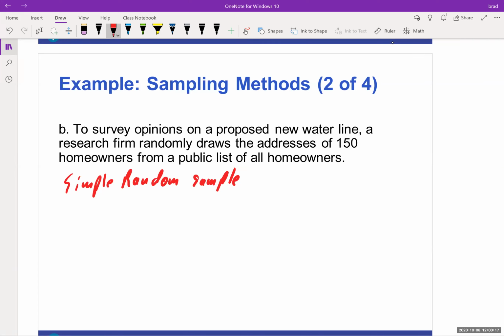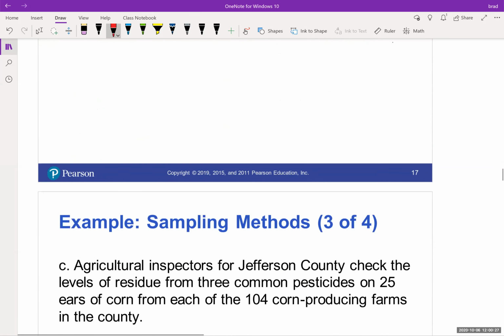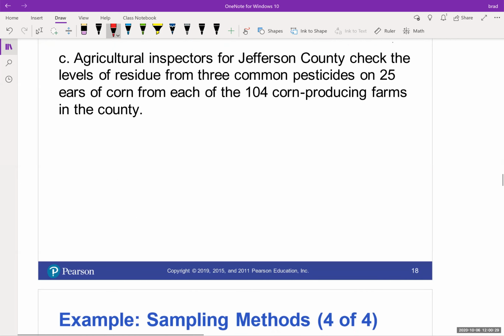And I would say this has a pretty good chance of being representative of the population. And likewise with this one, this should be a pretty good sampling as well. So let's look at part C. Sorry, guys, I lost my notes for a second.